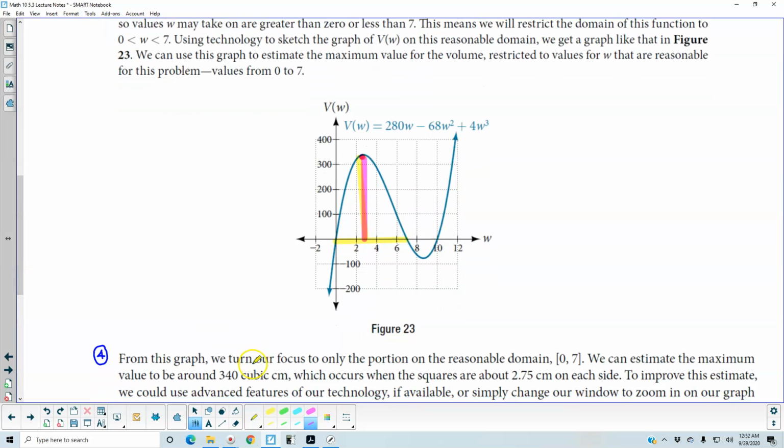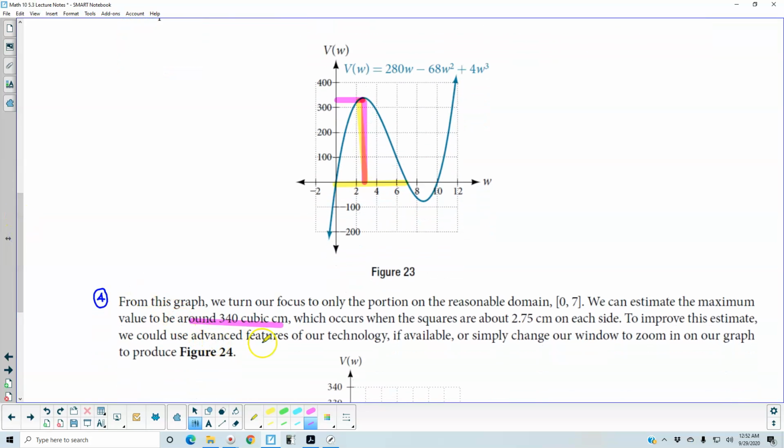So from this graph, we turn our focus to the portion on the reasonable domain between 0 and 7, and we can estimate the maximum value to be around 340 cubic centimeters, which occurs when the squares are about 2.75 centimeters on each side. So to improve this estimate, we could use advanced features of our technology, and if available, we can then zoom in to get a better perspective on that.